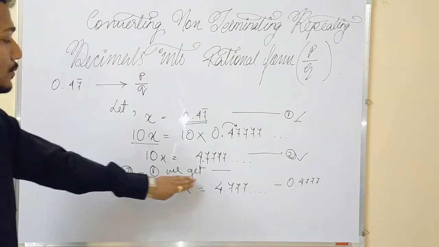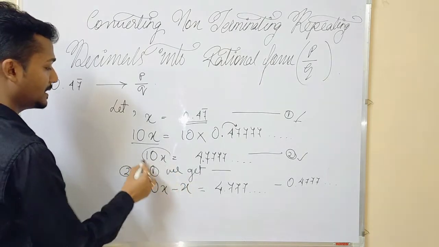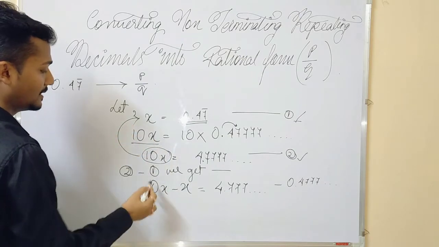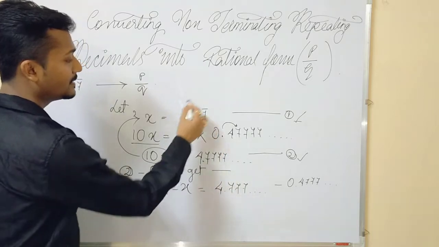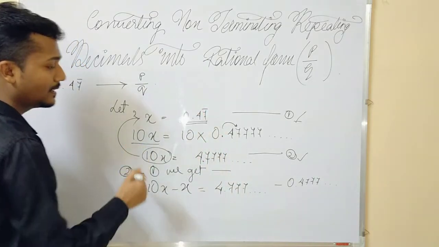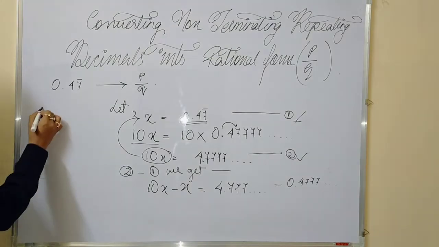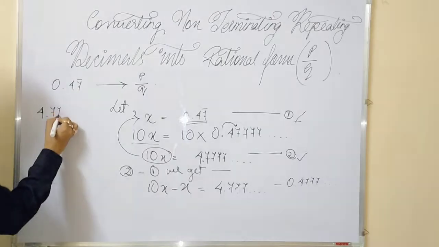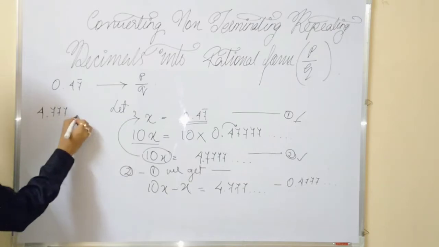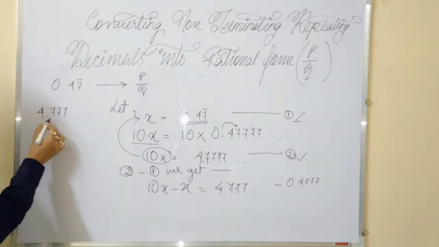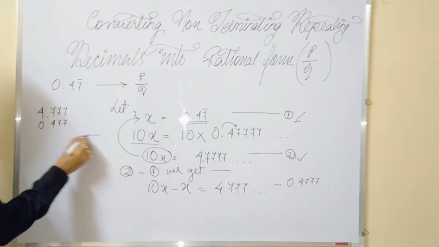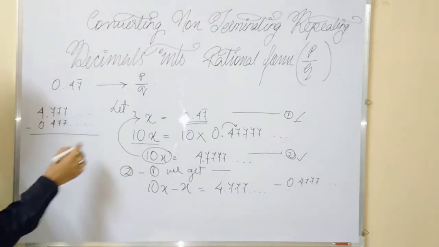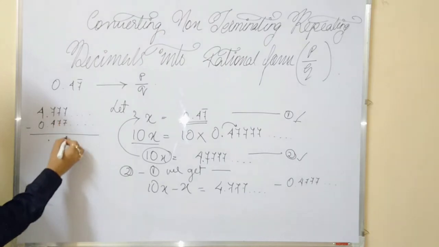2 minus 1 we get 10x minus x is equal to this number minus this number. Is that clear? Now without taking risks, we will try to do the subtraction manually. 4.777 dot dot dot and the next is 0.477 dot dot dot. We are not writing 7 more. Now it will be the answer.